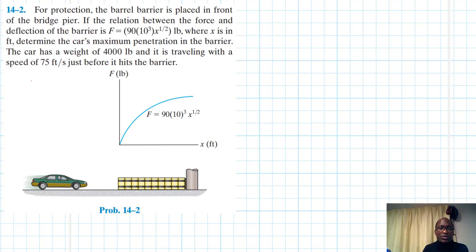Right, so let's start with drawing the free body diagram. We do have the weight of the car, and we do have the normal reaction. This is W equal to mg. Let's call this NA. Let's call this NB.